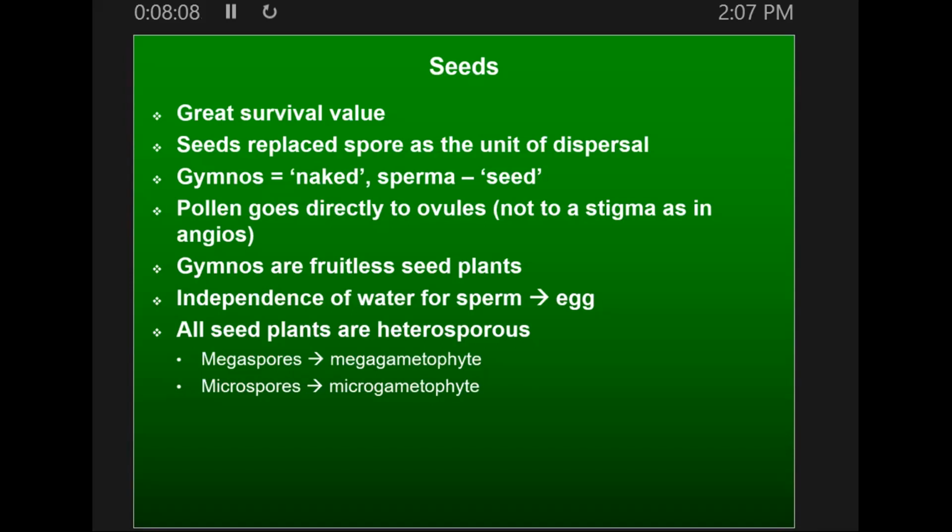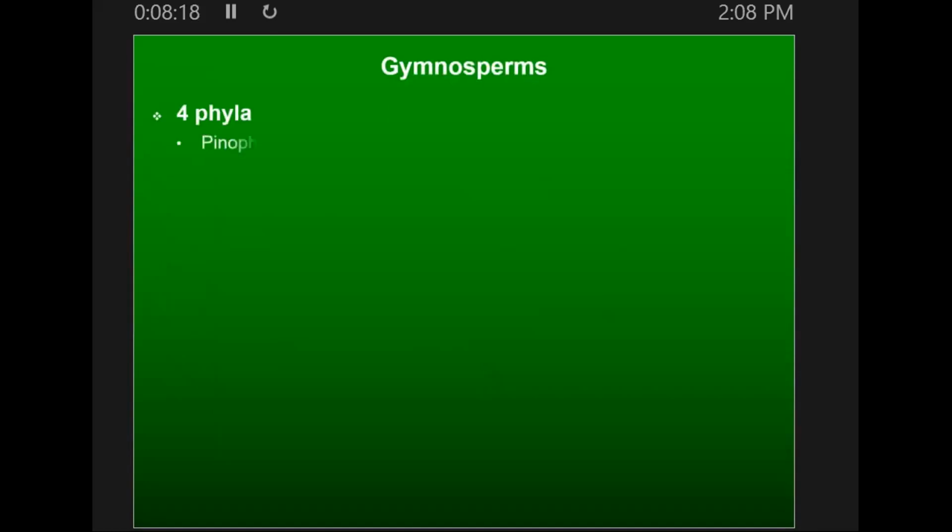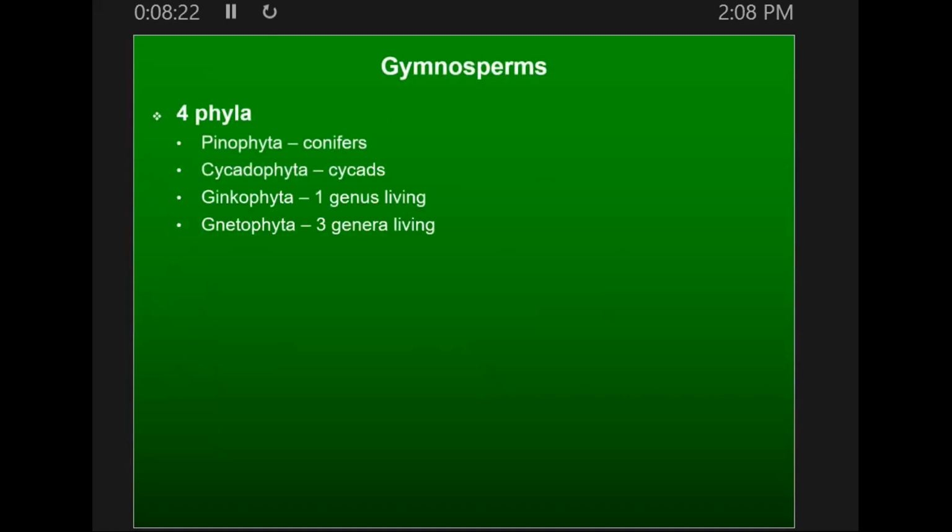Okay, so I will show you a little bit more about this with some pictures to have it make a little bit more sense. But we'll touch on some of the big picture ideas. I do want you to memorize these four phyla. That's the only four. That's it.